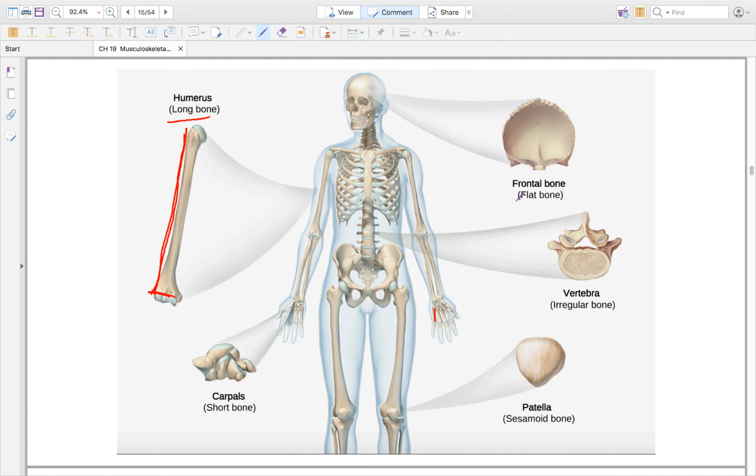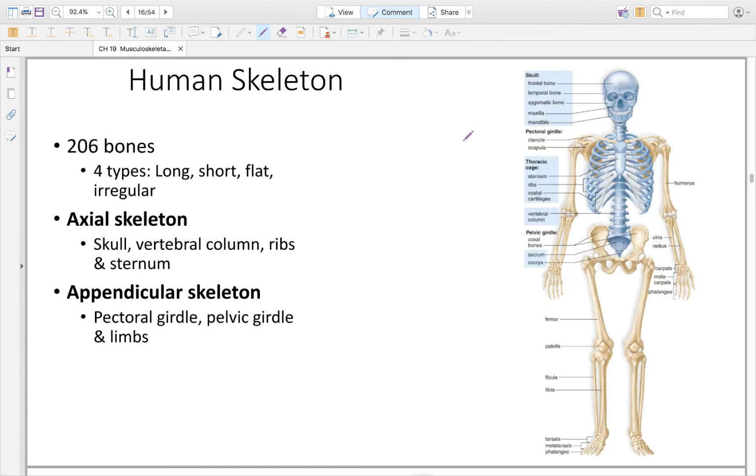Then we have flat bones. One great example is your frontal bone. We have irregularly shaped bones, such as the vertebrae. And then we have, this is called a sesamoid bone, and that's your kneecap or the patella. And then we have short bones, such as the carpals. Okay, that's a humerus. All right. Now, in the human body, we have 206 bones.